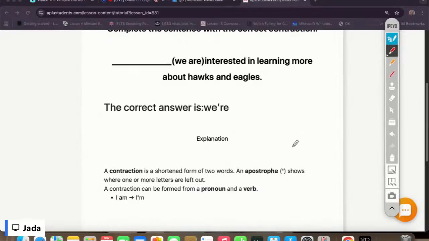A contraction is a shortened form of two words. An apostrophe shows where one or more letters are left out. So whenever you have a contraction, it's a shortened form of two words, and usually we will have an apostrophe to show us where the letters are left out.